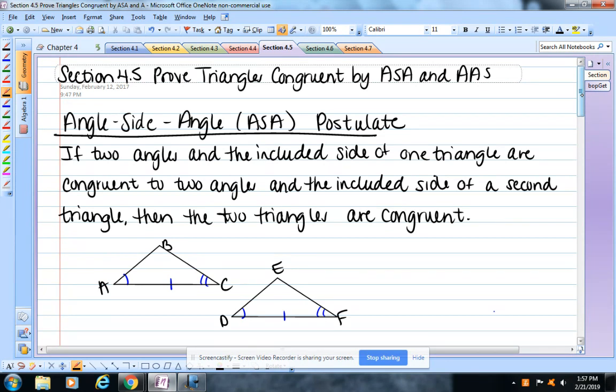So what did we say included meant last week, the other day? What does included mean? Between them, right? Included means inside it or between it. So if you look at this picture right here, angle A and angle D are congruent because they have the same little arc marks, right? The sides between these two angles are congruent, C and F, because they have the same little arc marks. And it shows that these two segments are congruent, which they're between the two sides. So we got angle, side, angle. Okay? Included means between. All right.